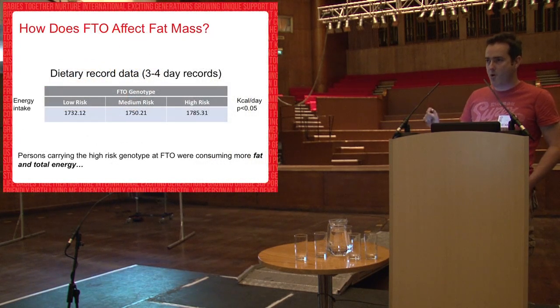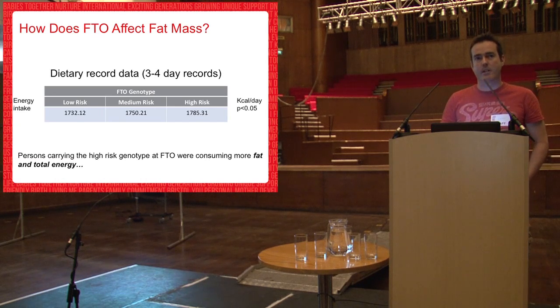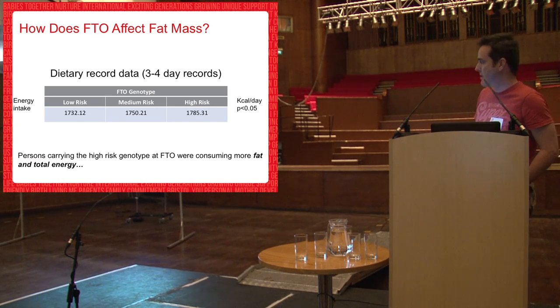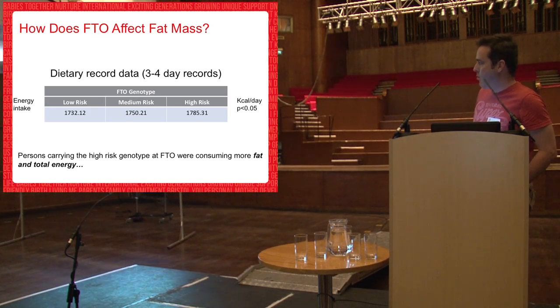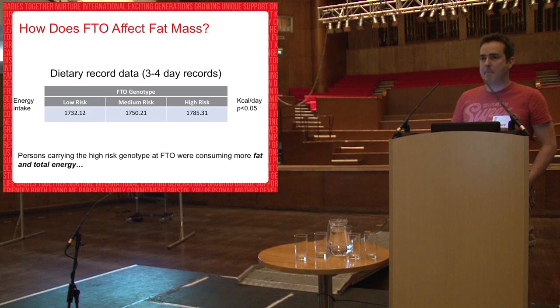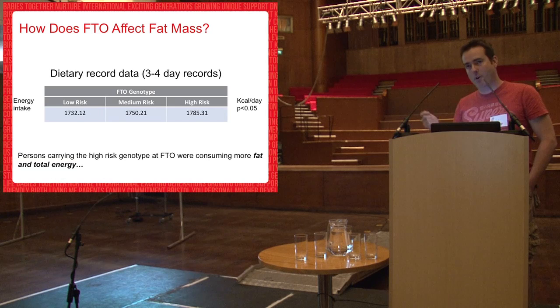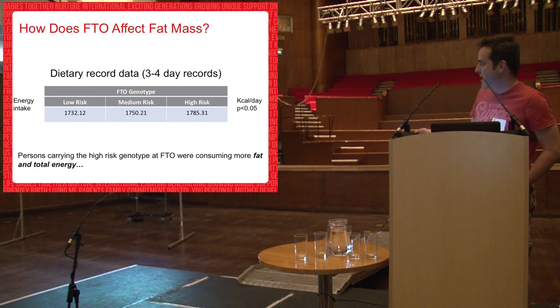Okay, so we know that a gene's affecting fat mass. The next question we're interested in is, how does it do it? So again, Children of the 90s was able to give us some information about what FTO actually does. So you might remember being mailed some questionnaires to do with your dietary intake. Well, here's how we've used that.